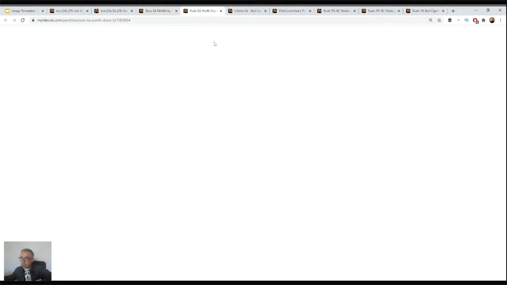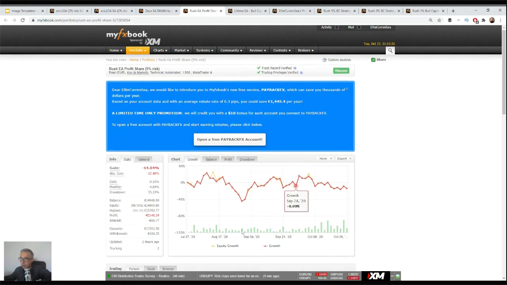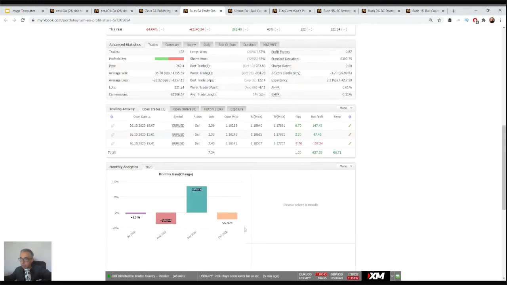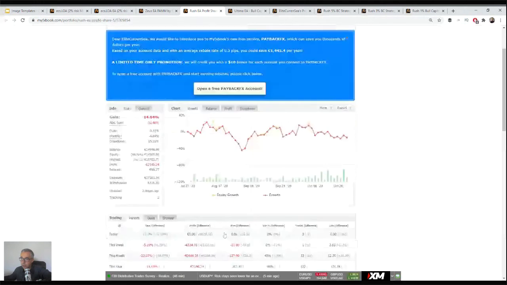Stable. And Rush.EA had a good rebound from beginning of September, end of August, and moved up quite a lot actually in September, almost 100%. This one's slightly down on my account, at least 22. I'm trading this with the max risk. I think it's 5% risk, if I remember. Yes, so it's the most risky version.